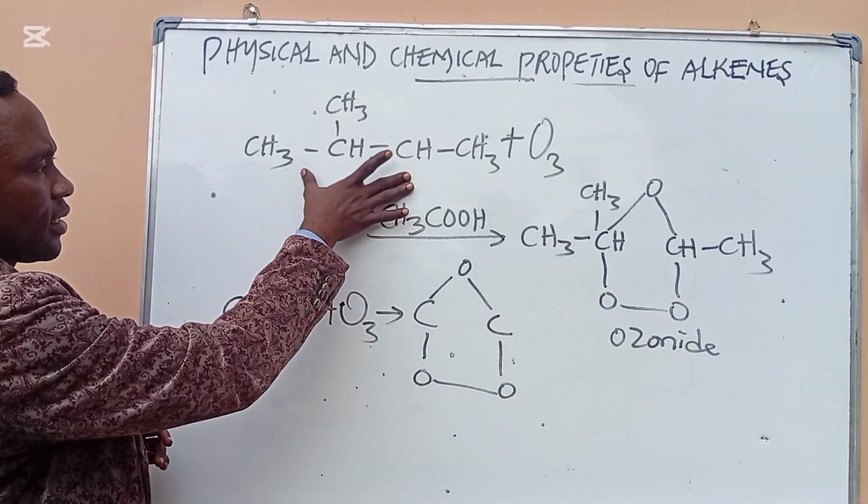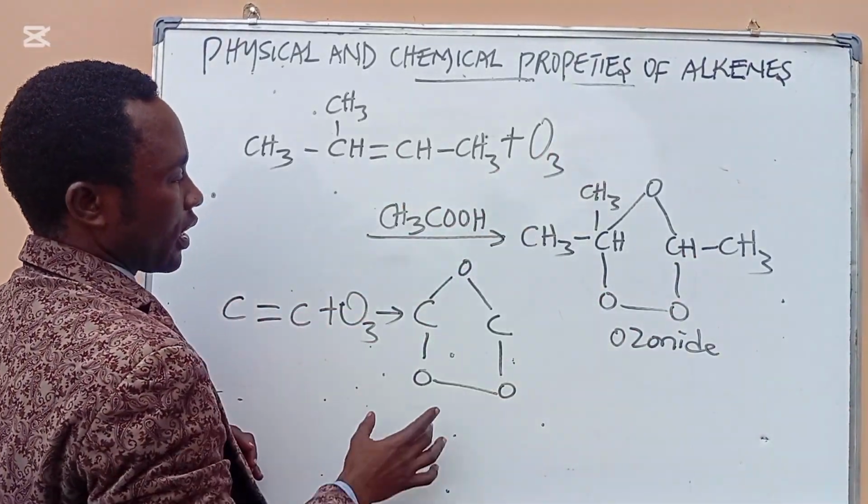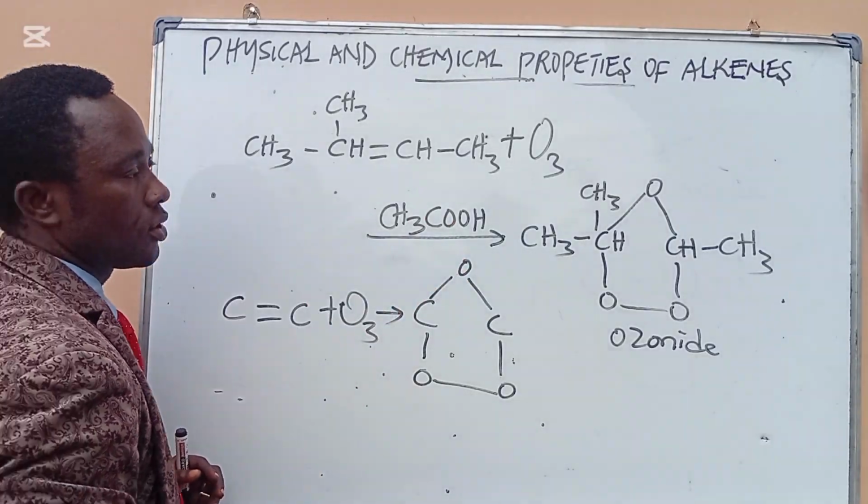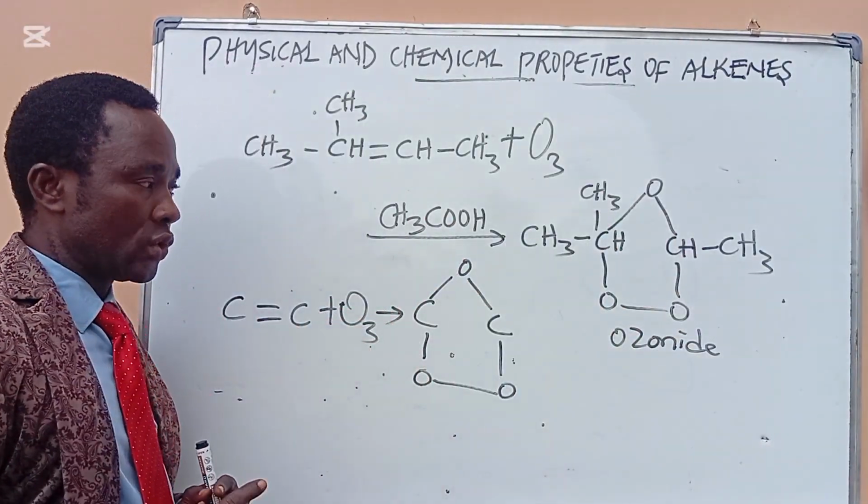So anytime we are reacting an alkene with ozone in the presence of acetic acid, you are going to get an ozonide.